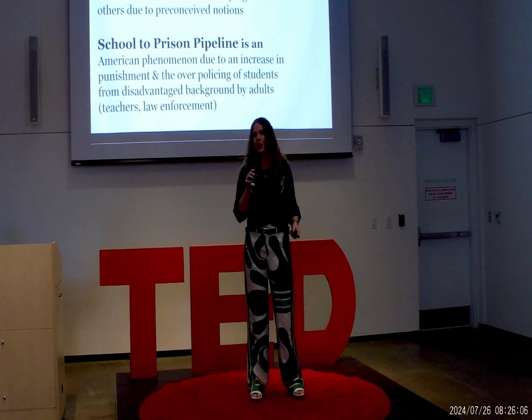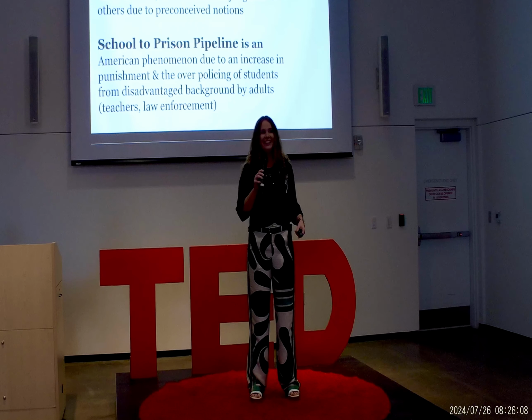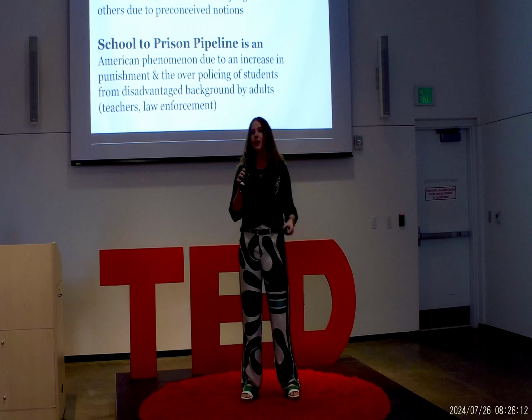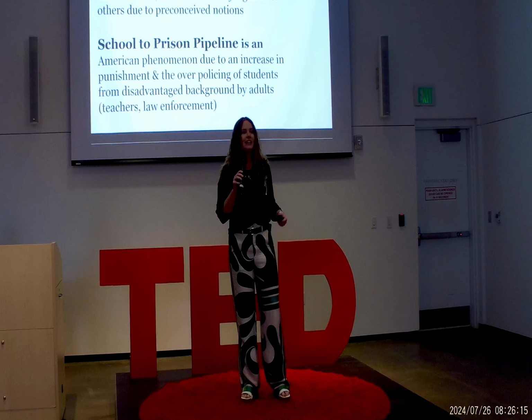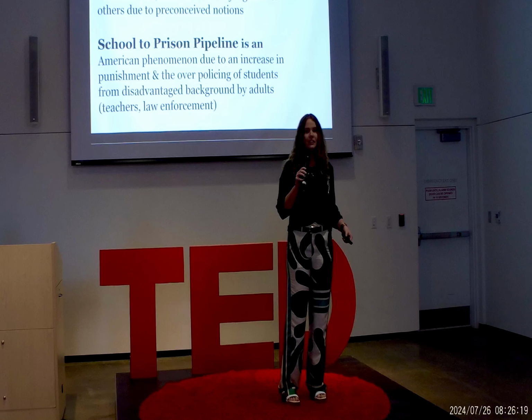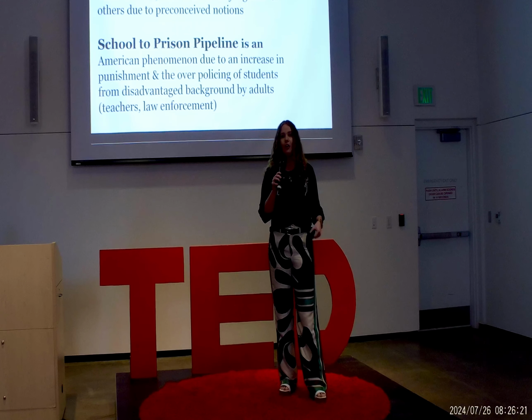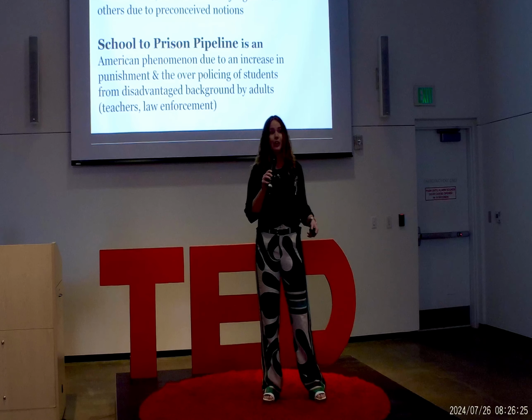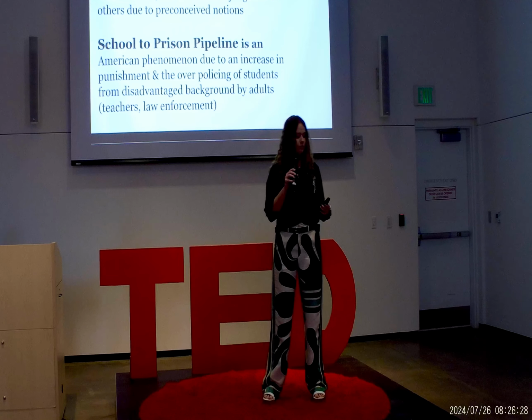The school-to-prison pipeline is an American phenomenon that uses the increase in punishment and over-monitoring of disadvantaged students. In this case, disadvantaged students can be economically disadvantaged, racially disadvantaged in our society, or disabled in their abilities. I'll be focusing on the racial aspects of the school-to-prison pipeline.